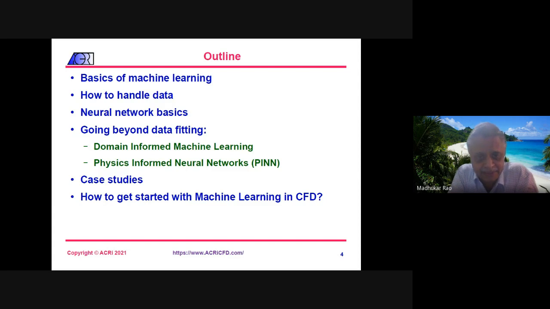I'll now expand a little bit on neural network basics, and then, going beyond purely fitting of data, how to proceed with domain-informed machine learning, and specifically physics-informed neural networks, which I will refer to as the PINN. And one or two case studies and one slide on how to get started with machine learning in CFD.